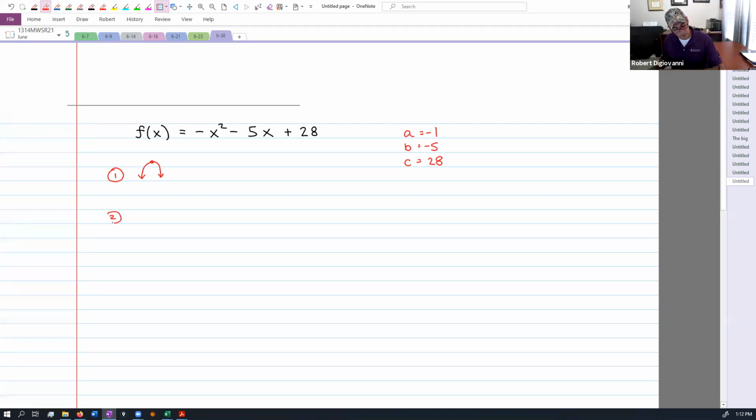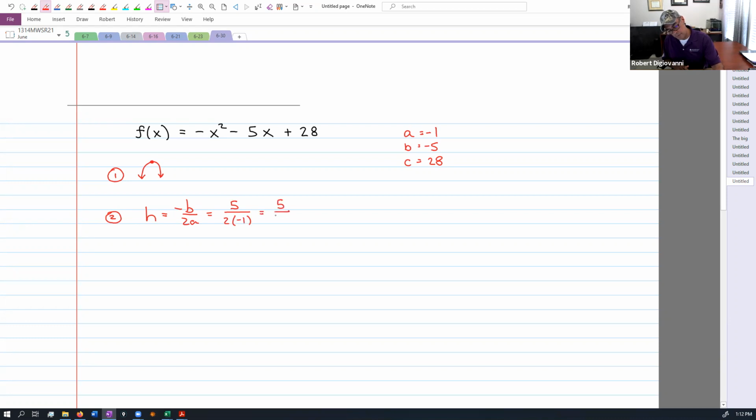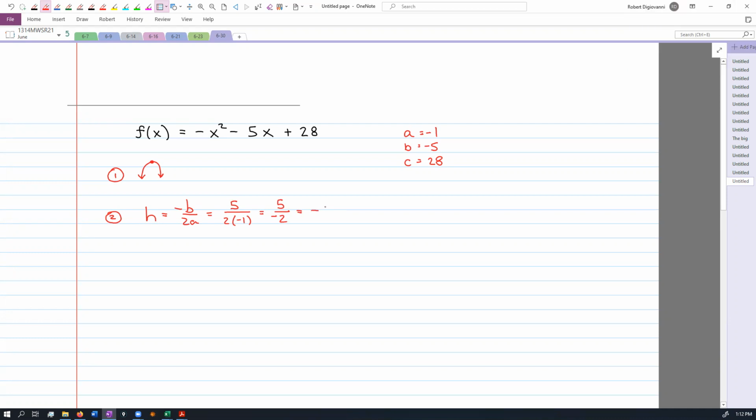Okay, how about for the vertex? This is where things get a little bit weird. You're going to need h, which is negative b over 2a. Can you tell me what negative b is? It would be 5. 5 over negative 2. Yep, 5 over negative 2. And did you do that on your calculator and get a decimal? Yeah, it's negative 2.5. Okay, perfect.